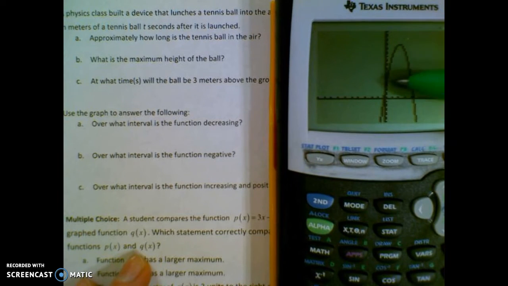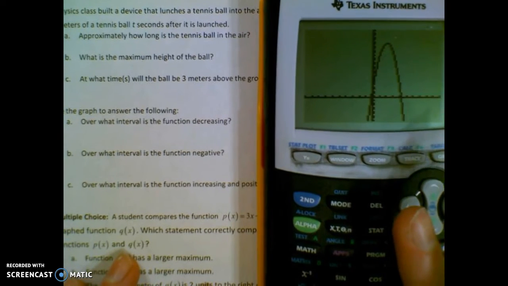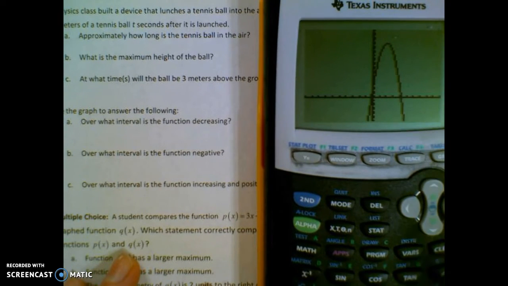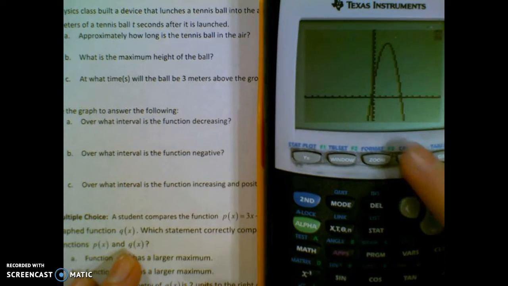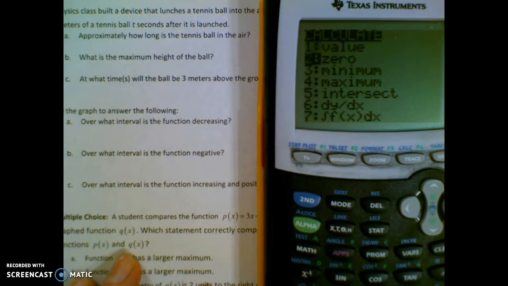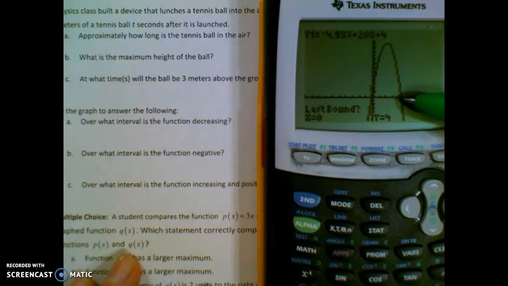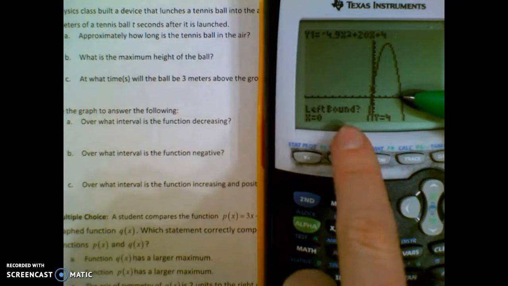Well, how long was the tennis ball in the air is asking when did that tennis ball hit the ground? So I'm looking for a 0. So I'm just going to scoot this a little bit over. I'm going to go find that 0. So I'm going to press second trace. I'm going to go down to 0. And my goal is to find this 0. So I want to be to the left bound of this 0.